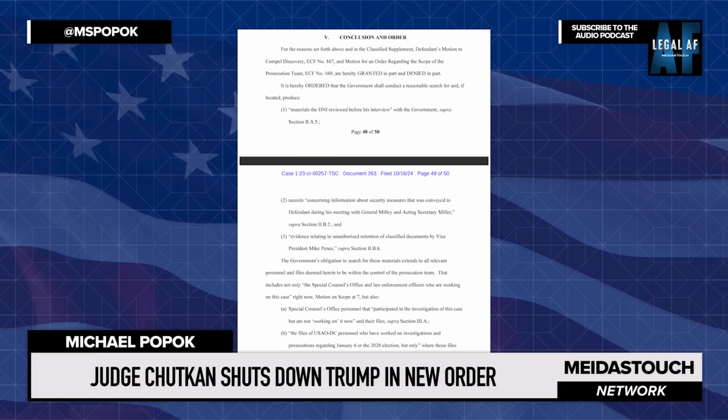Also, any records concerning information about security measures that were conveyed to Trump during his meeting with General Milley and the acting Secretary Miller of the Defense, turn that over. And then third, evidence relating to any unauthorized retention of classified documents by Pence.